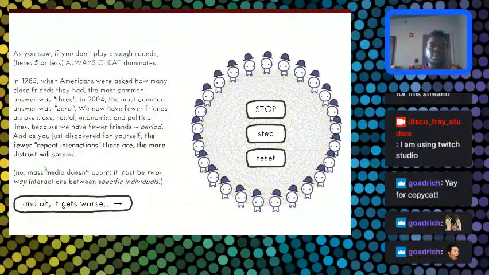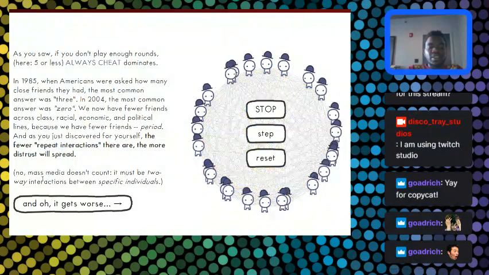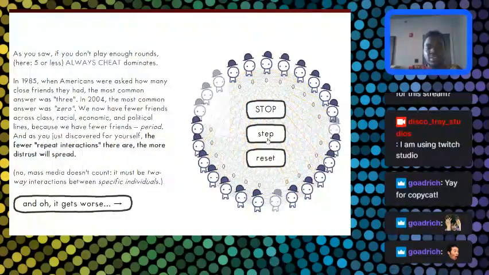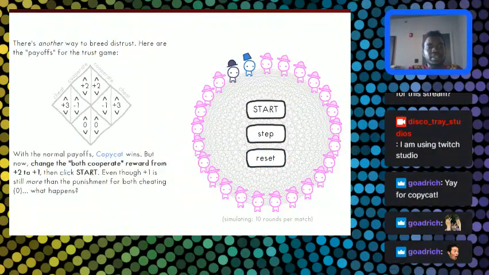No, mass media doesn't count. It must be two-way interaction between specific individuals. Oh, it gets worse.